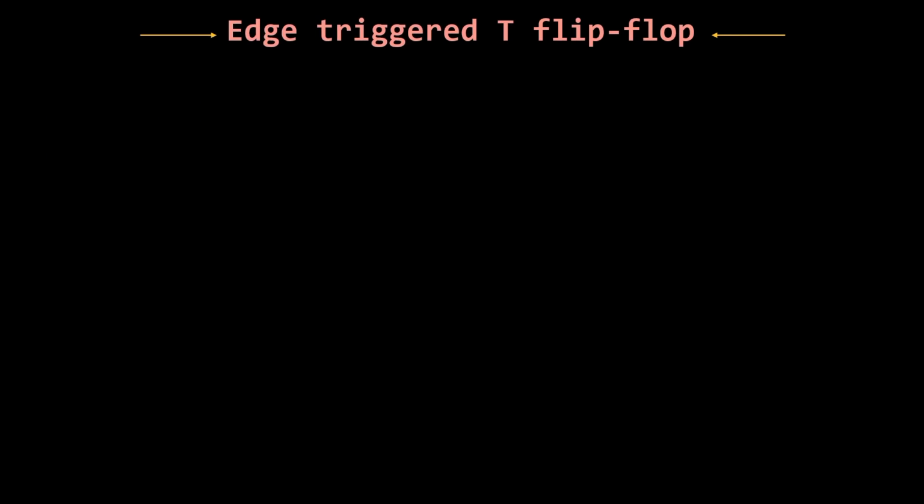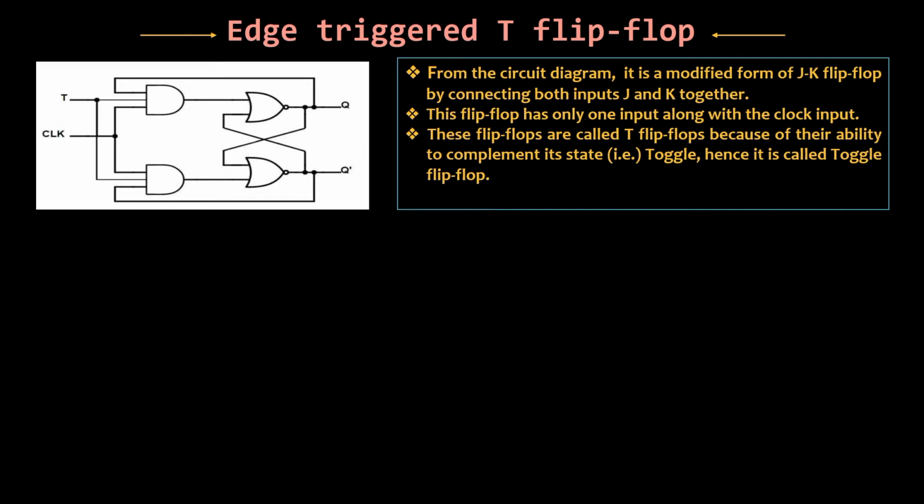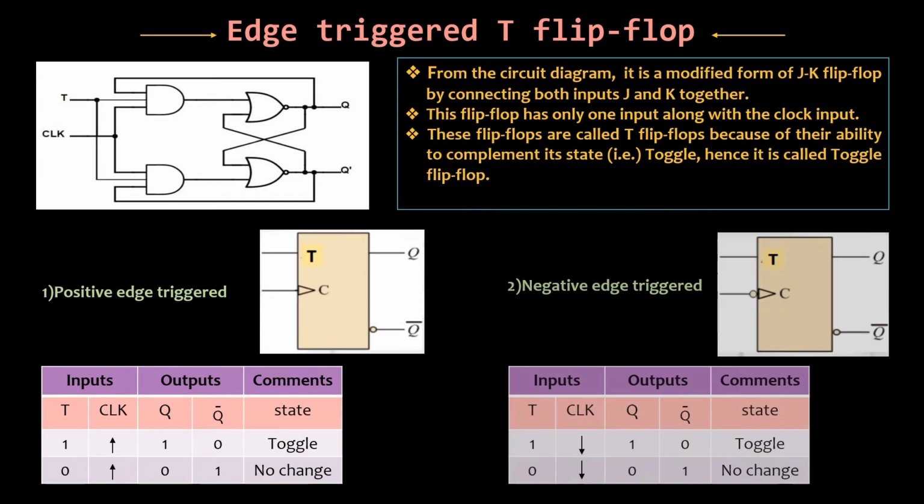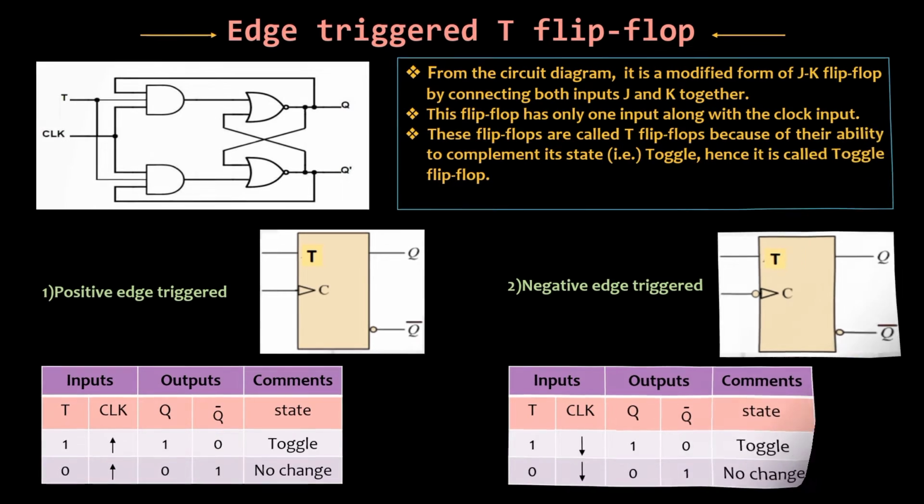And lastly, we have edge-triggered T flip-flop. From the circuit diagram, it is a modified form of JK flip-flop by connecting both inputs J and K together. This flip-flop has only one input along with the clock input. These flip-flops are called T flip-flops because of their ability to complement their state, like toggle, hence it is called toggle flip-flop. Let's move on to the next part.